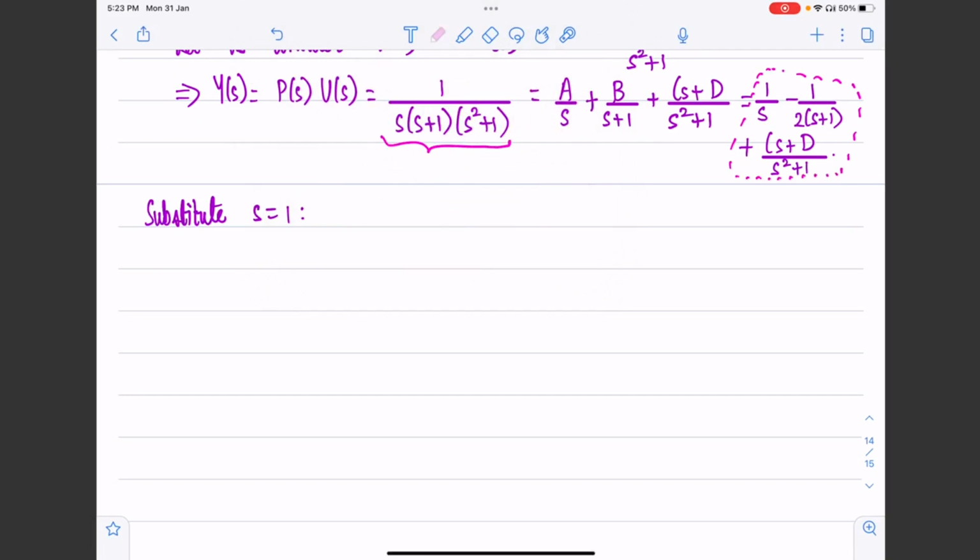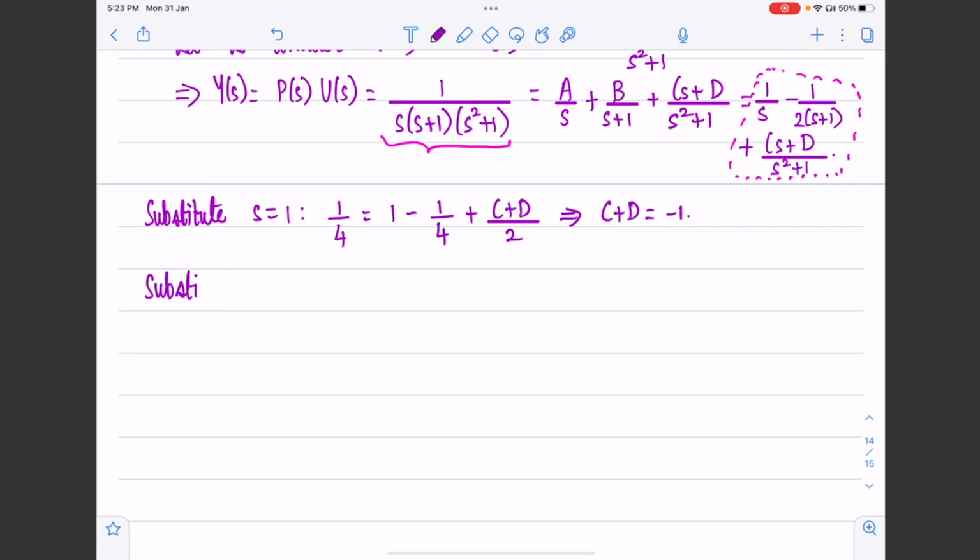Okay, so if I do that, what do I get? On the left hand side, I will get 1 by 4, and on the right hand side, I will get 1 minus 1 by 4 plus C plus D divided by 2. Okay, so this will imply that C plus D will become equal to minus 2. This is the first equation I will get relating C and D. Now, of course, we have two unknowns, right?